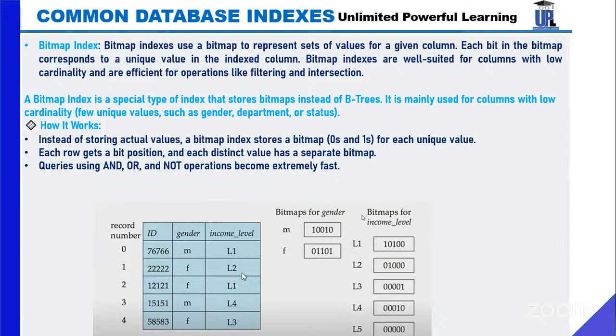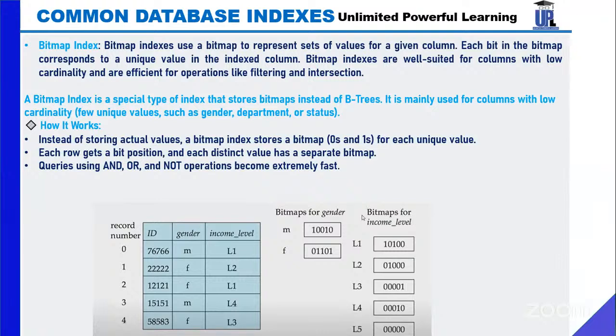Similarly, L2 is repeated only one time, so 0, 1, 0, 0, 0. That is L2. If I want L3, it has only one unique entry: four zeros, then 1. For L4, it is three zeros, 1, then 0. For L5, in all the records, there is none, so it shows 0, 0, 0, 0, 0. This type of indexing we call bitmap indexing.